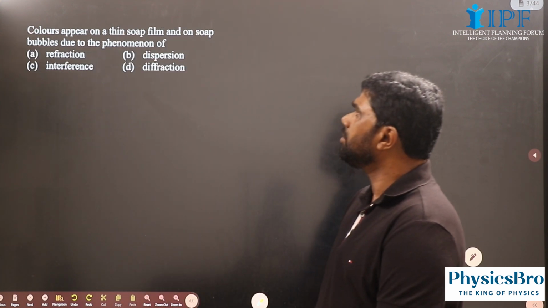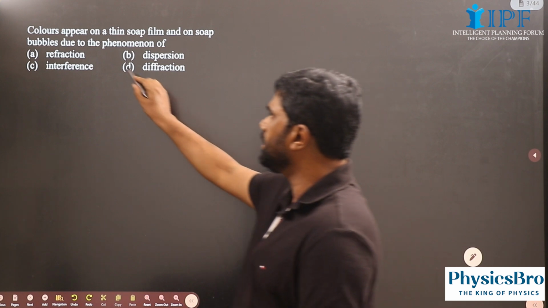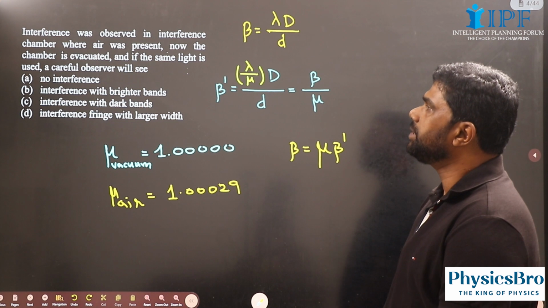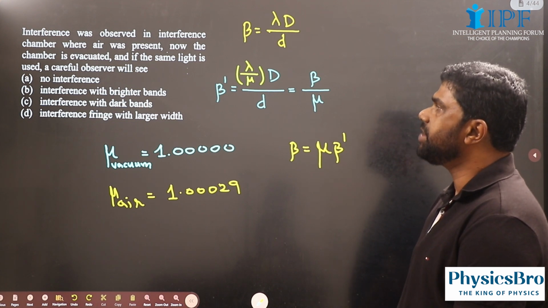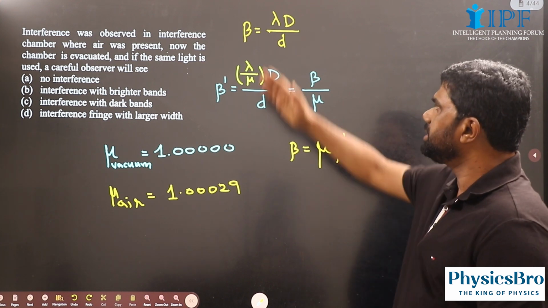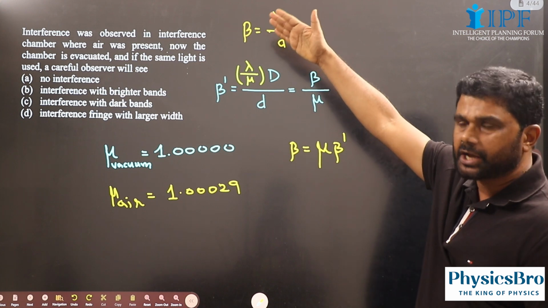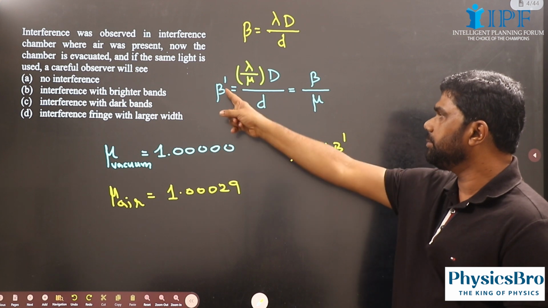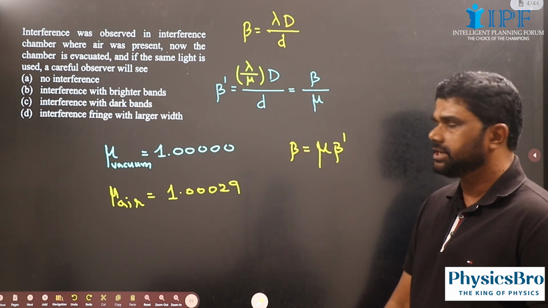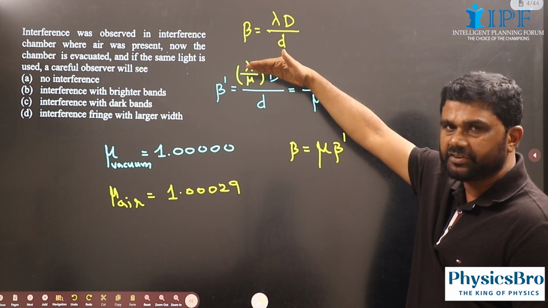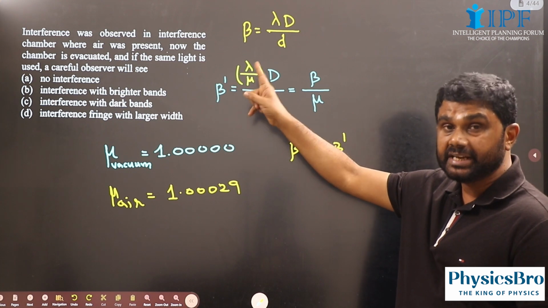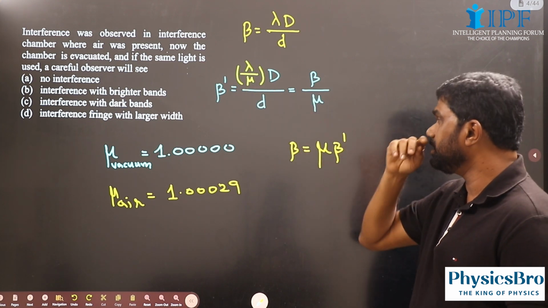Colors appear on soap film and on soap bubbles due to the phenomenon of interference, the color of thin films. Interference was observed in an interference chamber where air was present. Now the chamber is evacuated, and if the same light is used, a careful observer will see. Beta, the bandwidth in vacuum, is lambda D by d, where lambda is the wavelength in vacuum. If there is air, bandwidth will be beta dash, and wavelength will change to lambda by mu, where mu is the refractive index of air. D by d will remain unchanged. So beta dash, the bandwidth in air, equals beta, the bandwidth in vacuum, divided by mu.